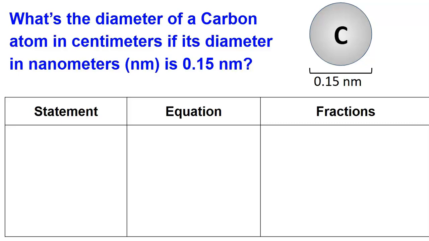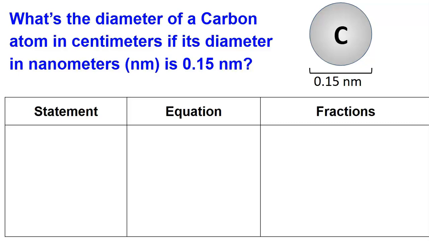All right, let's look at one more example. And in this last example, we will see where we have to use more than one conversion factor. In this example, we want to know what's the diameter of the carbon atom in centimeters if its diameter in nanometers is 0.15 nanometers. So once again, we would want to know how many nanometers are in a centimeter. Now, with Google, you should be able to look this information up.